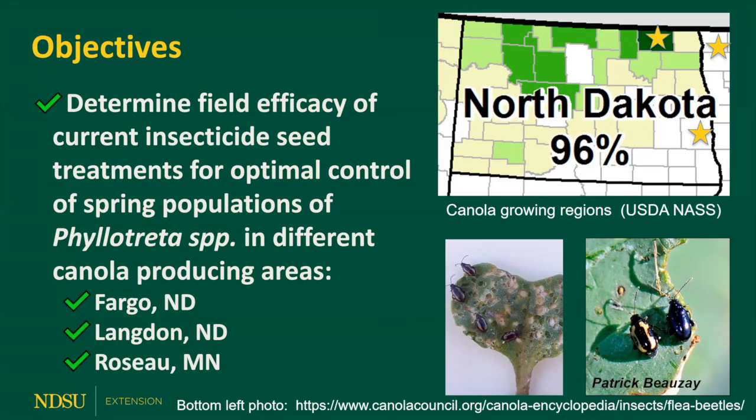So we did some research to look at the optimal insecticide seed treatment for controlling the spring population of Phyllotreta species. We looked at several different production areas, Fargo and Langdon, and also Roseau, Minnesota. I'll just be presenting the North Dakota results today.